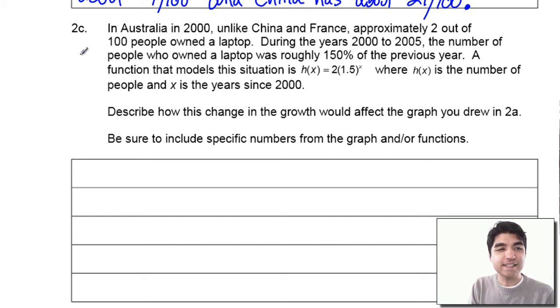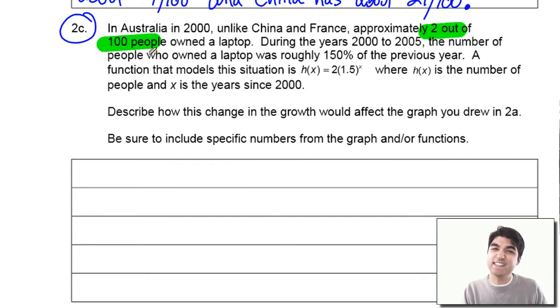Okay, so 2C is very similar to 2B. It just has a different country with different growth factor. Actually, it has the same growth factor, a different starting point. So in Australia in 2000, unlike China and France, approximately 2 out of 100 people owned a laptop. So this is what changed, 2 out of 100 instead of the 4 out of 100.